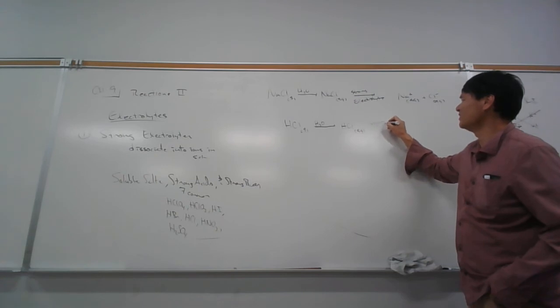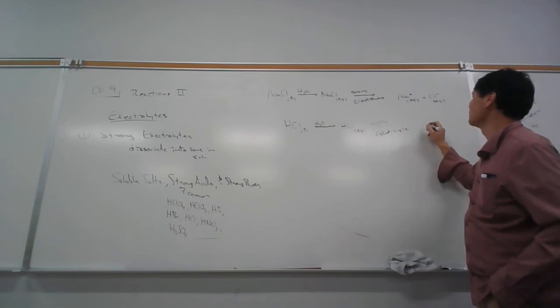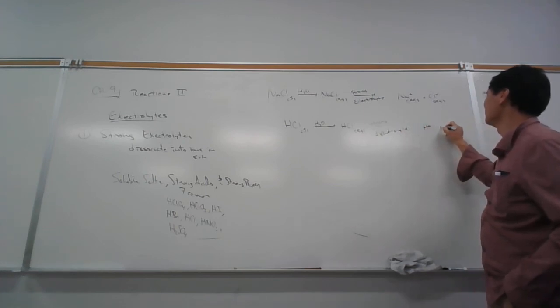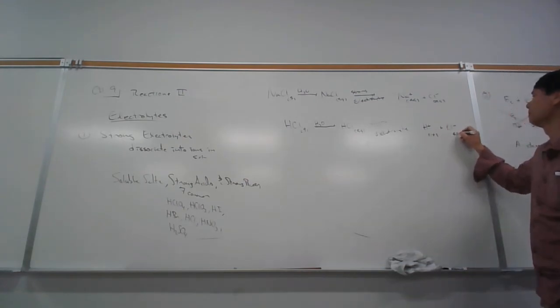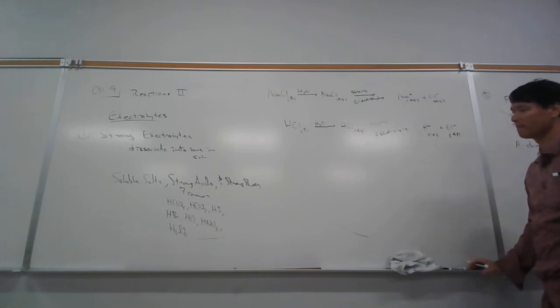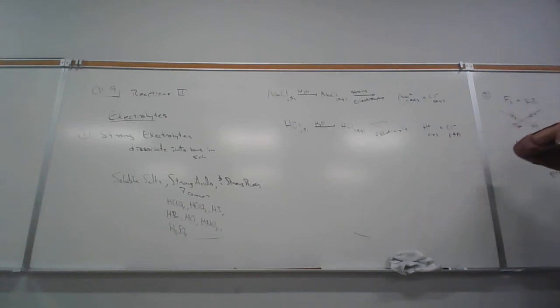What happens is it splits up in water. And what's it going to split up into? It's going to split up into H plus and Cl minus. That's it. And both products would be aqueous. And so the same kind of thing happens. The hydrogens break free from the chlorides and then they're floating around independently in the water.